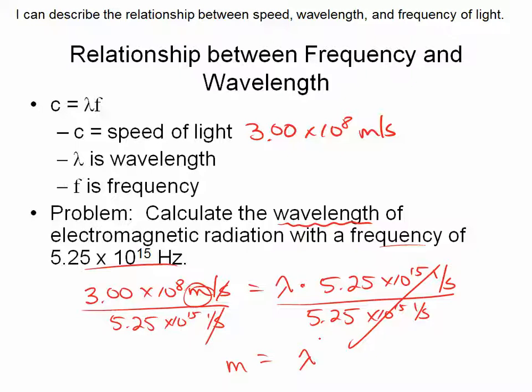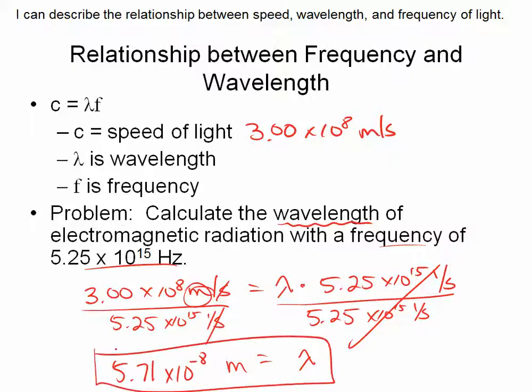So that's good, because that's how I can measure things like length, wavelength. And then I'm going to grab my calculator, and plugging this in, we have 3 times 10 to the power of 8 divided by 5.25 times 10 to the power of 15. And my calculator is telling me that my wavelength is 5.71 times 10 to the power of negative 8 meters. And so that would be the wavelength that we would be looking at here.